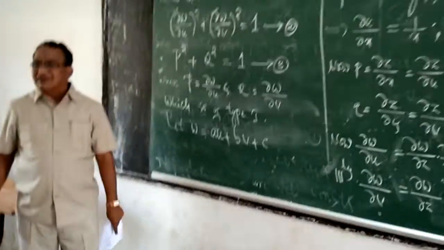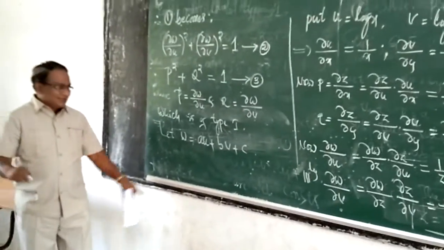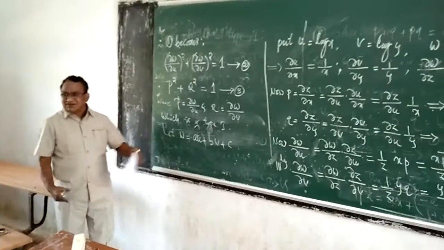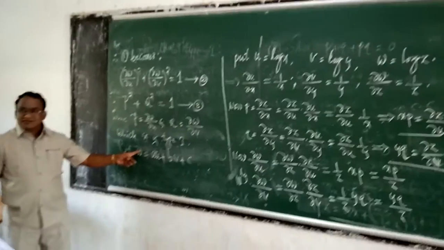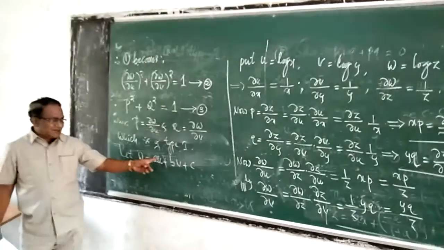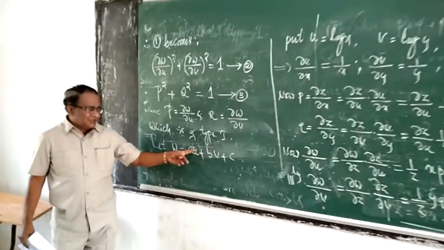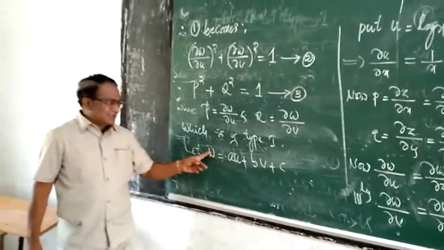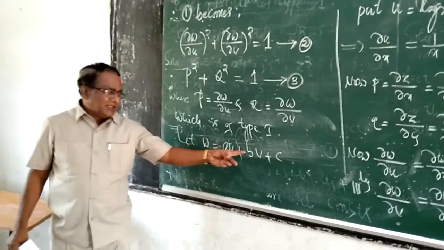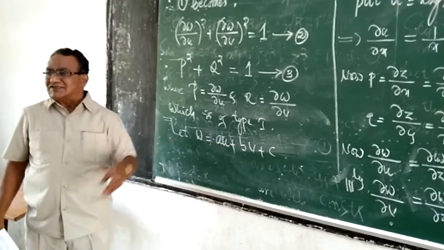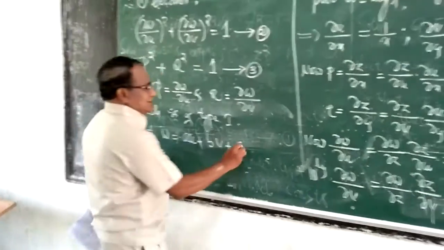Okay, this step is important. Instead of z, you have to take w. Instead of x and y, you have to take u and v here. Let w is equal to au plus bv plus c. Okay, call this equation as equation number 4.